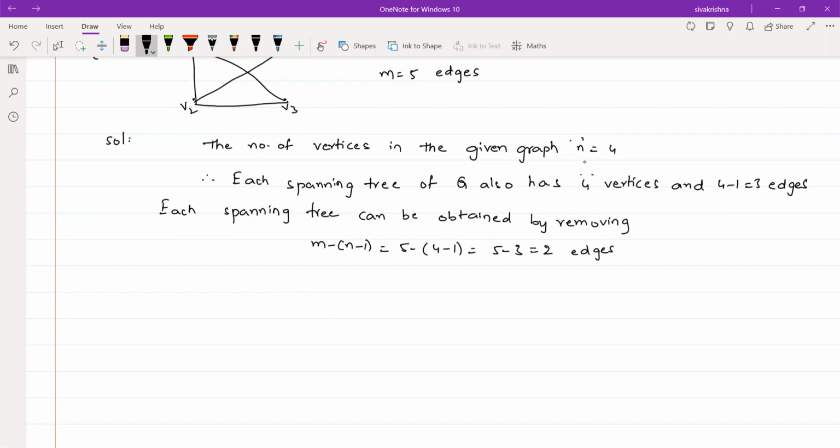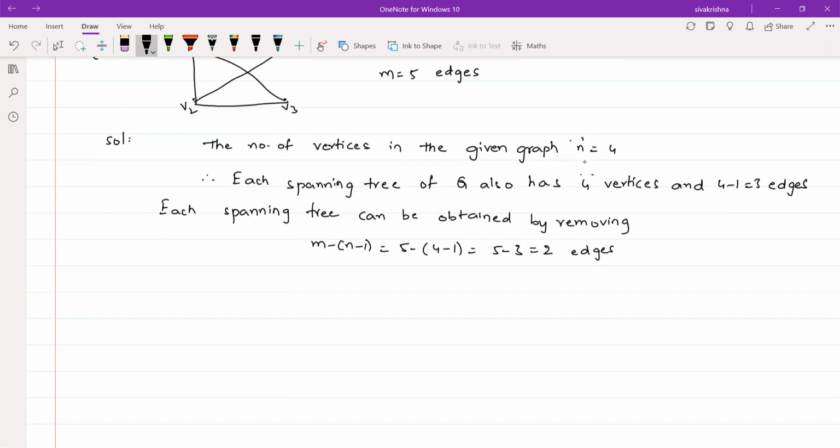This can be done, meaning the removing of 2 edges from the given graph can be done in how many ways? Since the total number of edges in the given graph is 5, and each spanning tree can be obtained by removing 2 edges, the removing of 2 edges can be done in 5C2 ways. Okay, so we have to use these two numbers.